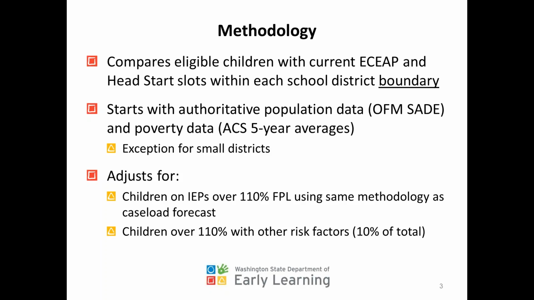From there, we determine the percentages of 3- and 4-year-olds on IEPs, individualized education programs with special education, and are on the IEP and also over the income limit for eligibility, because those children are eligible for ECAP. And then we added 10% for the children who are over the income limit and have other risk factors, because they're also included in the allowed ECAP eligible child group. We added all those groups of children together, and we confirmed that the totals match the statewide caseload forecast.